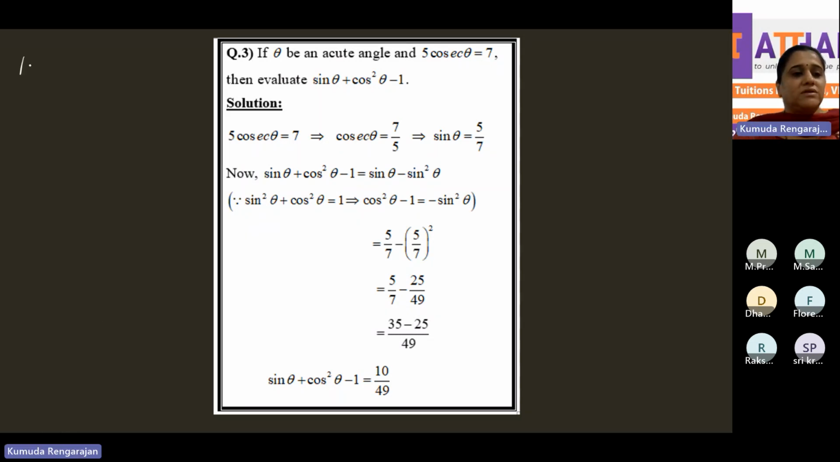Okay, so alternate method, you should take up a right triangle. Say this is theta. If this is theta, what is given? Cosecant theta is equal to 7 by 5.